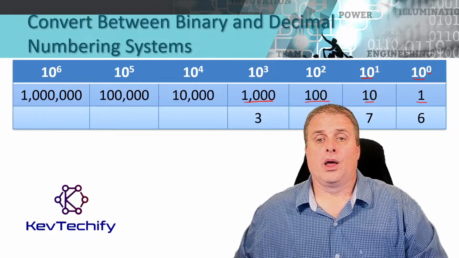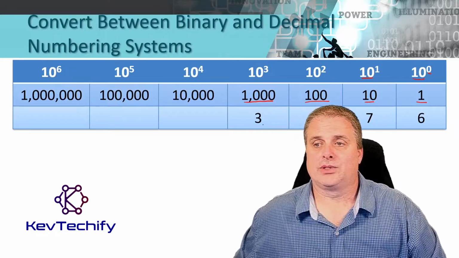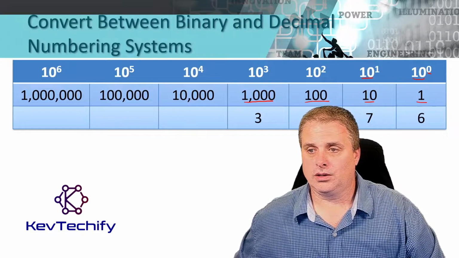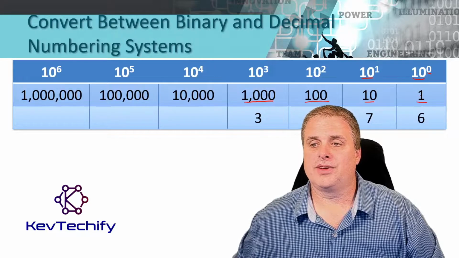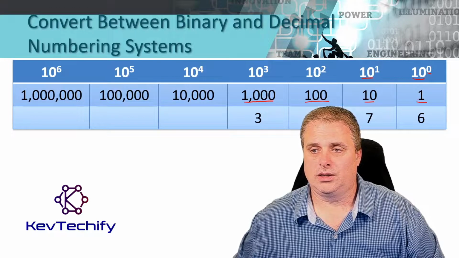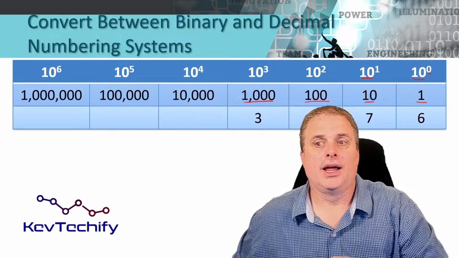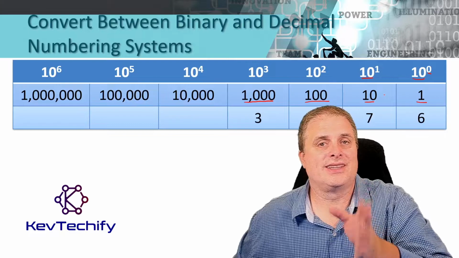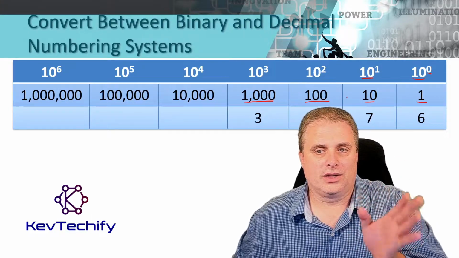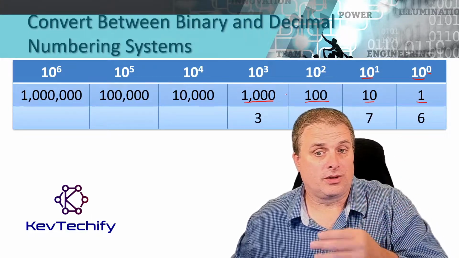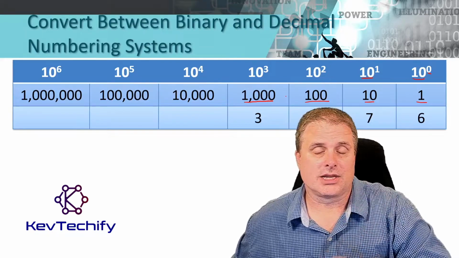3,276. And notice how these columns line up for us. The positional value of this column is 1, and that's where our 6 is. That's the ones column. The second column from the right is the tens column. Third column is the hundreds column. Fourth is the thousands column.